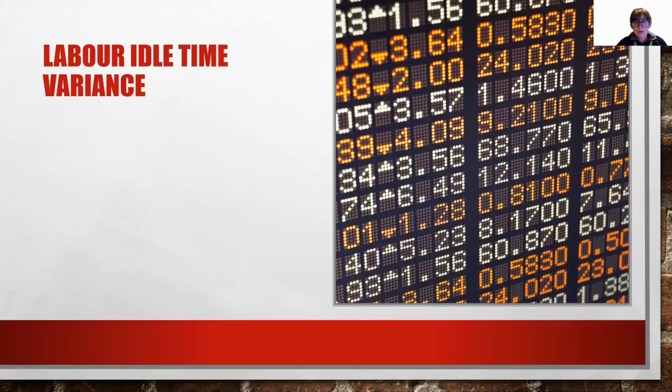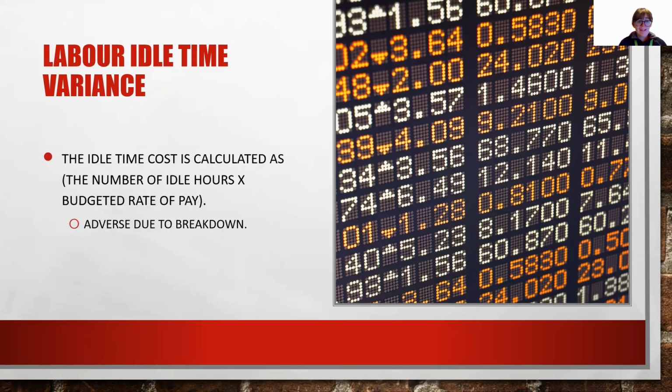Idle time. If you have an idle time variance, your staff are not working to their full capacity whilst in the production line. Ultimately, this is always going to be an adverse variance because you are paying someone for lost time. You are paying them for doing absolutely nothing. So your idle time then is going to be calculated as the number of idle hours multiplied by your budgeted rate of pay. One good reason for idle time is if you have a machine breakdown, your production staff simply cannot work. They have not got the machinery to be able to do their job.